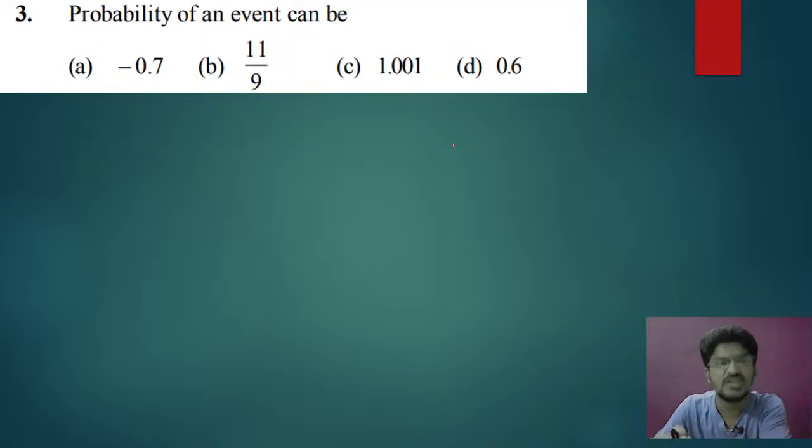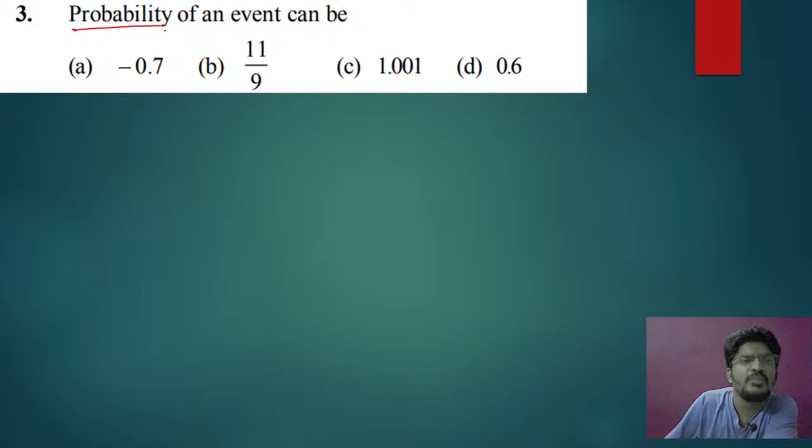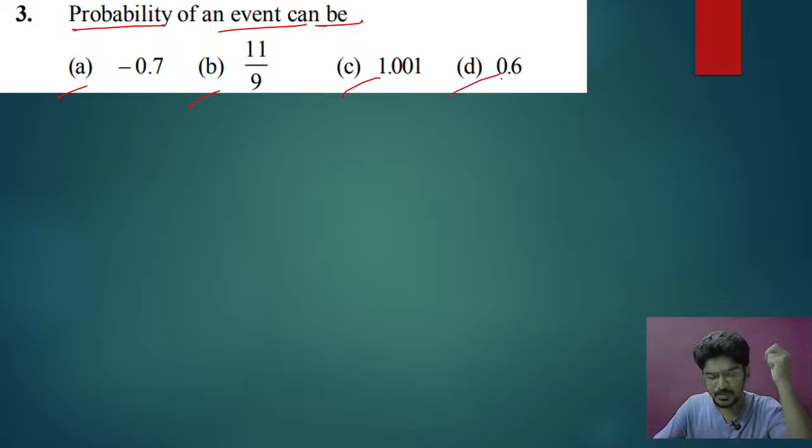Next, let us go for the third one. The probability of an event can be... Now from these 4, you have to say which one can be a probability.